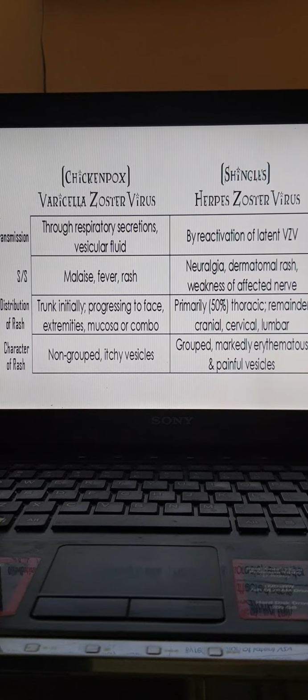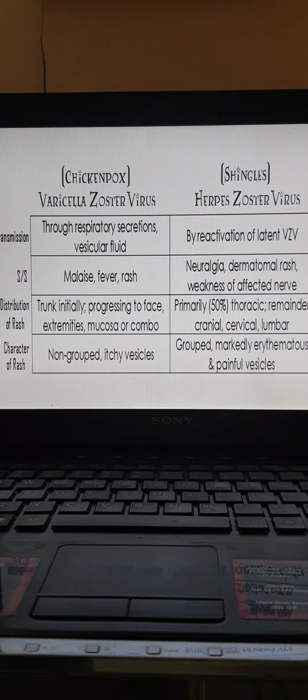This is a table differentiating between chickenpox and shingles. The transmission of chickenpox is through respiratory secretions or vesicular fluid, and in shingles it is basically the reactivation of the latent varicella zoster virus. Signs and symptoms in chickenpox: there is a rash and there is malaise and fever. Shingles is always associated with the nerve which is supplying a particular dermatome. So you will see neuralgia, dermatomal rash, and weakness of the affected nerve.